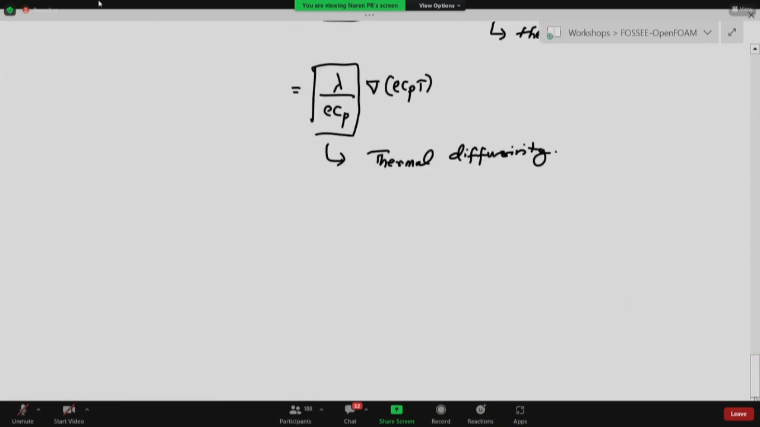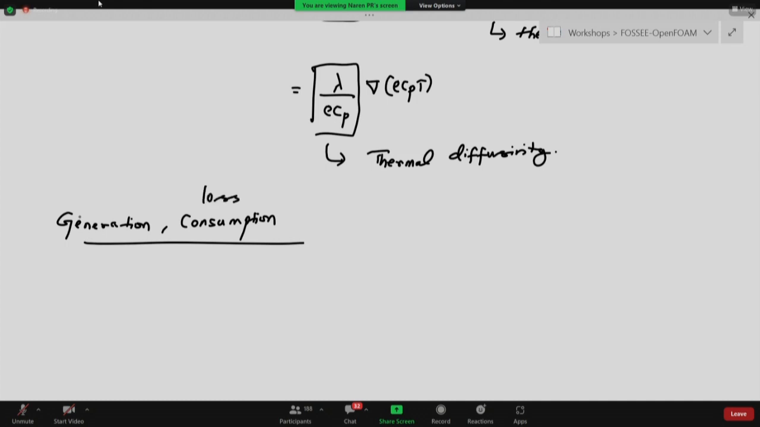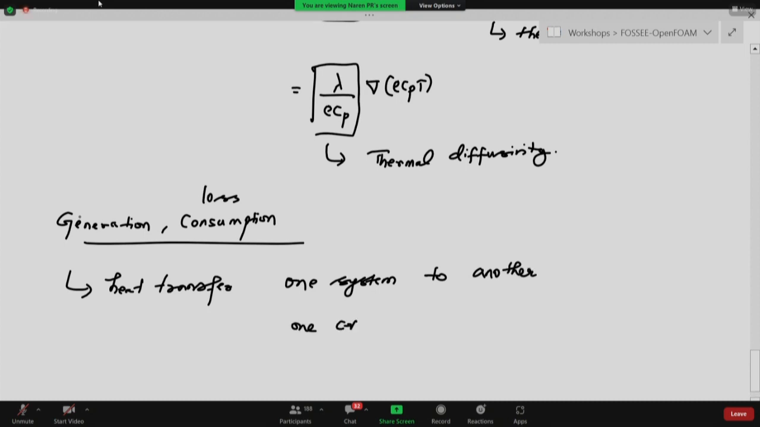Now let's come to generation, or consumption. They are almost equal to one another, just with the sign. If you put a plus sign, it becomes generation. If you put a minus sign, it becomes consumption, or the loss. One is by heat transfer, that means from one system to another, or from one control volume to another control volume, the transfer takes place. This is nothing but heat exchange.